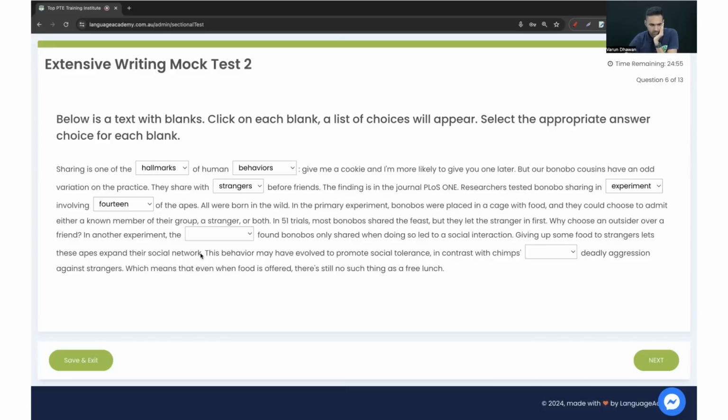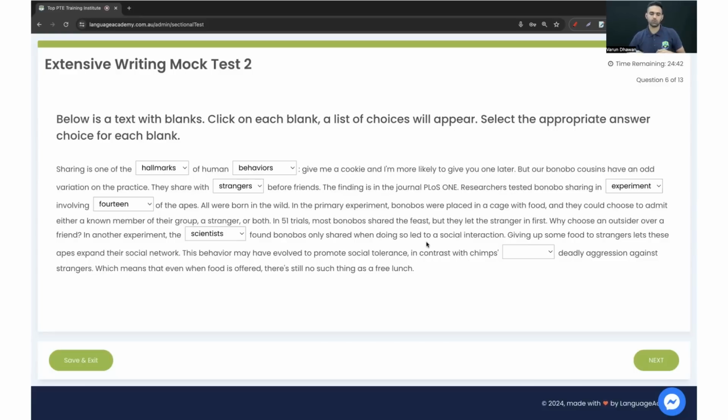Why choose an outsider over a friend? In another experiment, the dash found bonobos. Who will find, right? Not semifinalists, obviously scientists. Bonobos only shared when doing so led to social interaction. So they only shared food when it led to a social conversation. Giving up some food to strangers lets these apes expand their social network. Means they were not giving the food to their friends, but to strangers so that they can make more friends.